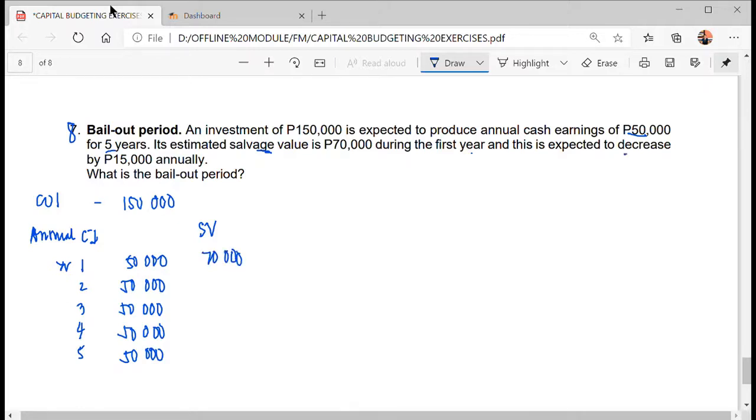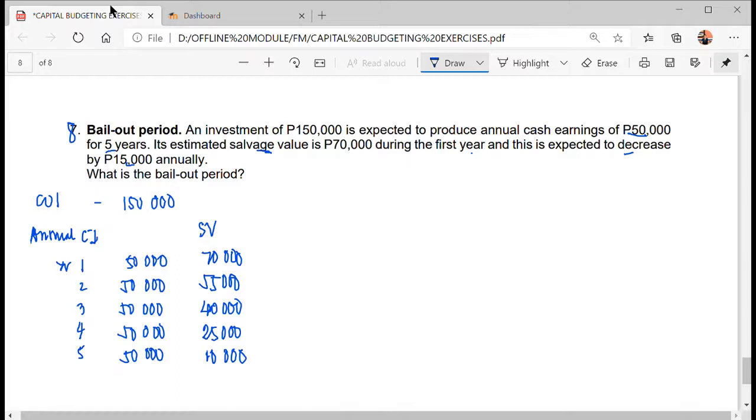But it will decrease by 15,000 annually. So 70 in year 1 minus 15 is 55 in year 2. And then minus another 15, so it becomes 40. Minus 15 again, so it becomes 25. And then minus another 15, so it becomes 10,000.